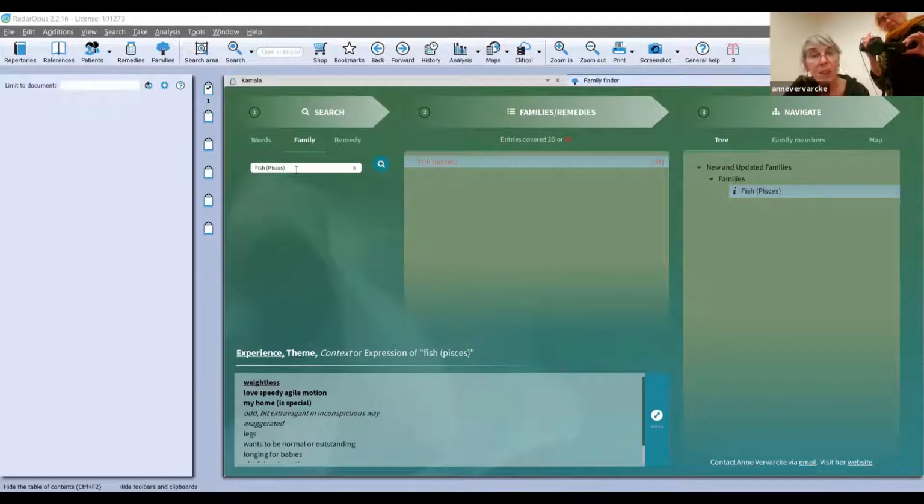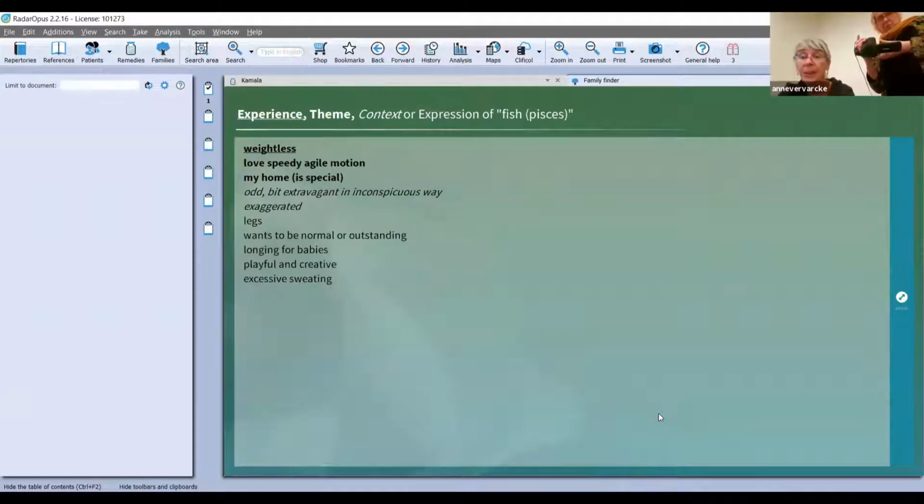And so that is a new feature. The update now has the family and the remedy section also working. So now I choose family, fish, and then you click here, and then you see what we just went through, the fish characteristics, but you also have them in like 4 different levels. So the bold underlined is the experience, which equals the sensation. That's the sensation of fish.